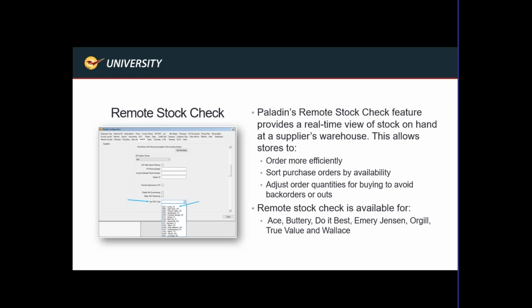Remote stock check is currently available for Ace, Buttery, Do It Best, Emery Jensen, Orgill, True Value, and Wallace. As more become available, we will add those as well.